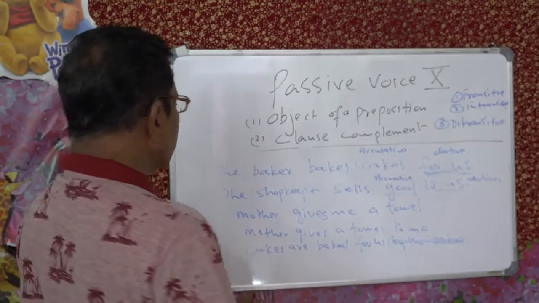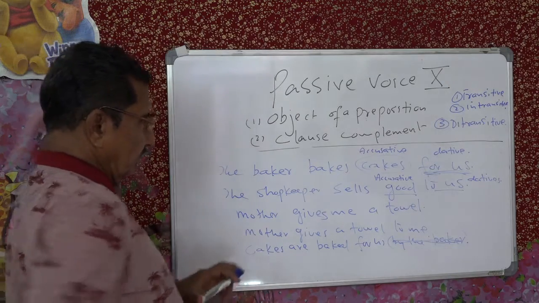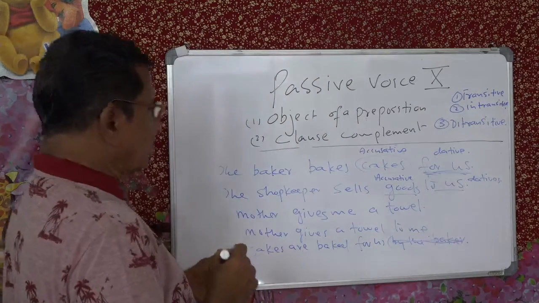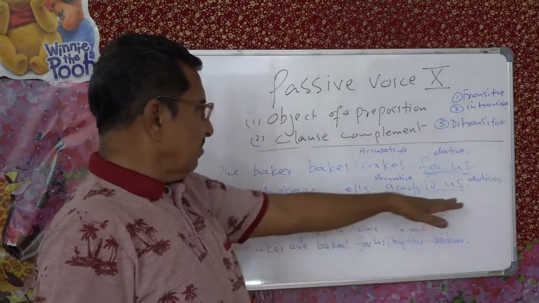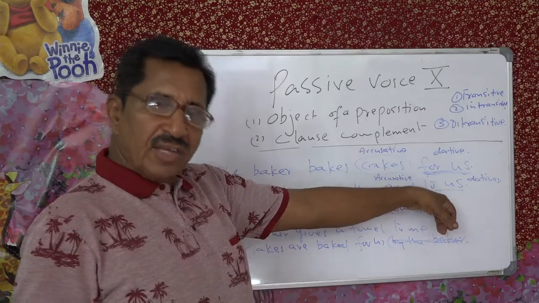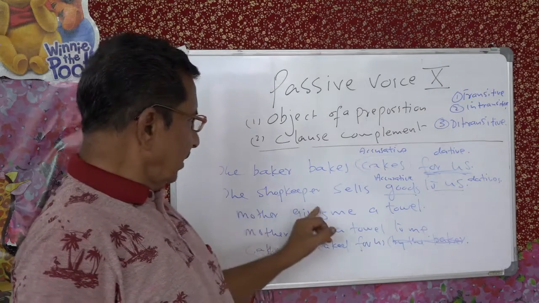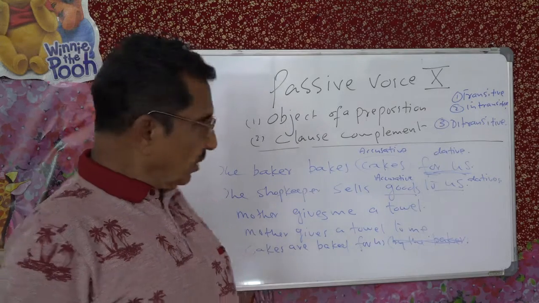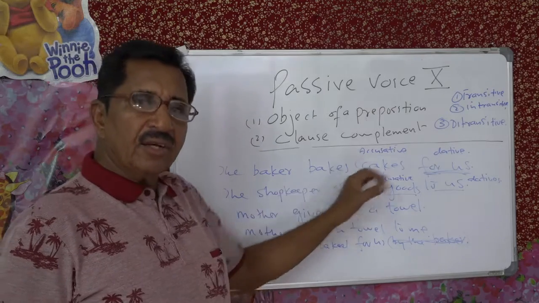Now look at this, the second one here. The shopkeeper sells goods, not good but goods. The shopkeeper sells goods to us. See, in this case, to dative. You can start with the to dative. We are sold goods by the shopkeeper. Or you can also start, goods are sold by the shopkeeper.